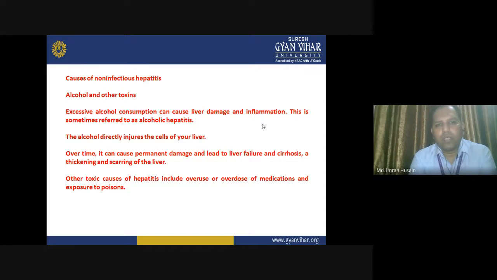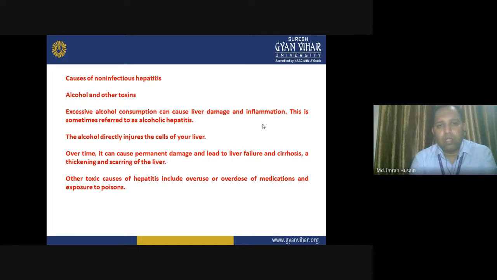Causes of non-infectious hepatitis: alcohol and other toxins. Excessive alcohol consumption can cause liver damage and inflammation. This is sometimes referred to as alcoholic hepatitis. Basically, alcohol is not at all good for your body, because it is the basic nature of alcohol that it dehydrates your body, it consumes all the water from your system, and it is also very poisonous for your system.